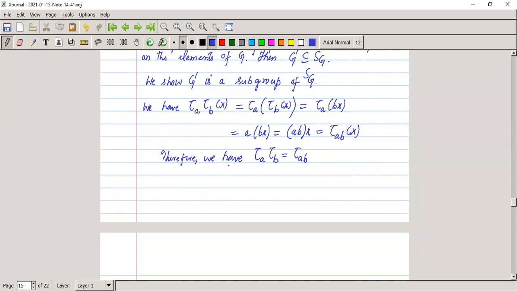Now similarly, we can show that G' is associative.